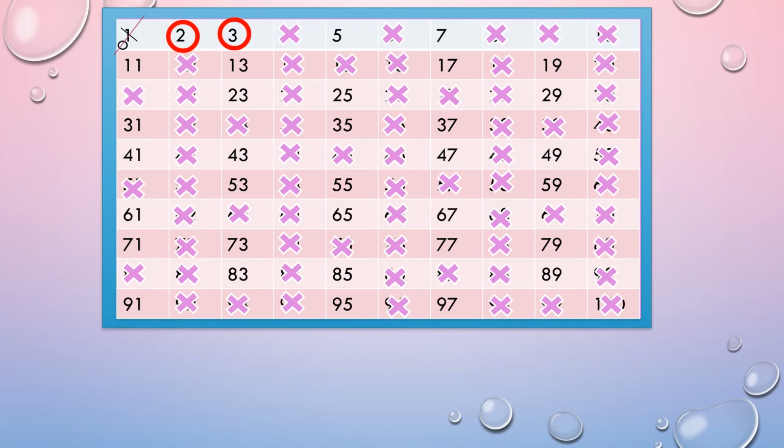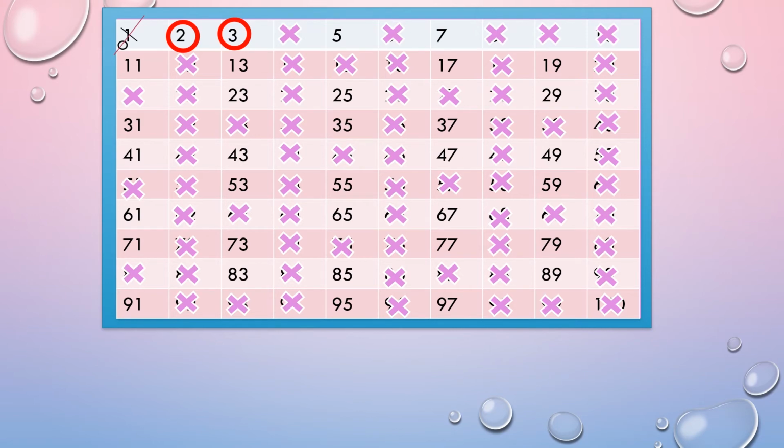Okay, so what have we done so far? First we circled 2 and crossed out all the numbers in the tables of 2. Then we circled 3 and crossed out all the numbers in the tables of 3. Now, can you see there are only few numbers left? And some of these are prime numbers. So what are we trying to do? We are trying to get only the prime numbers. So at the end, when you finish all the crossing out, what is left will be prime numbers. So we finished with 2, we finished with 3.